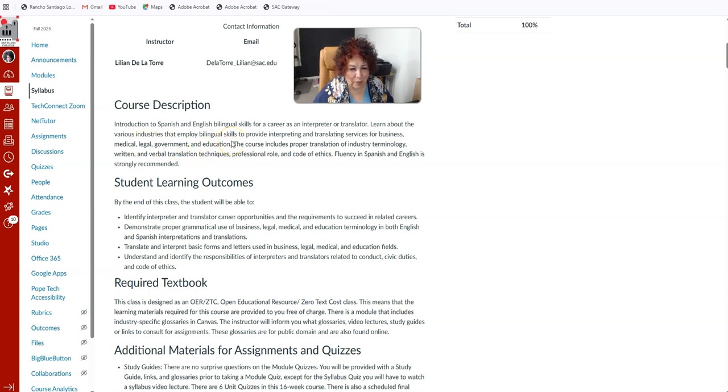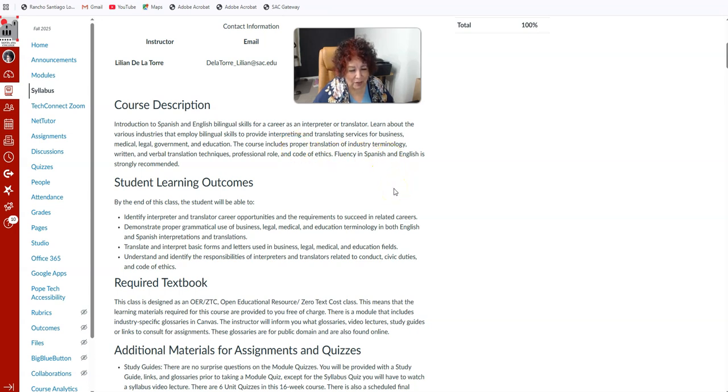What does it mean to interpret or translate? What are the opportunities in those fields? We're going to go over proper translation, the correct subject-verb agreement, and industry terminology of the industries that I mentioned. We're going to do written and verbal translation techniques. We're going to practice those. And what is the professional role of an interpreter and a translator, and most importantly, also the code of ethics.